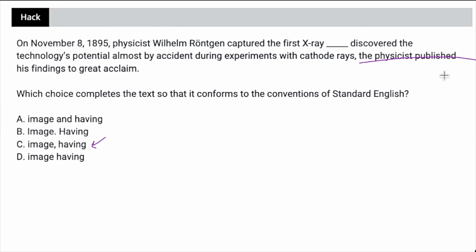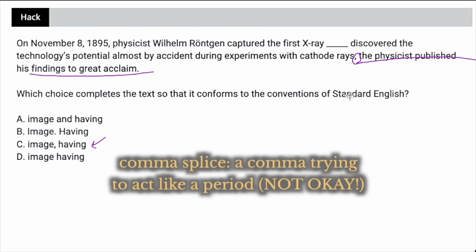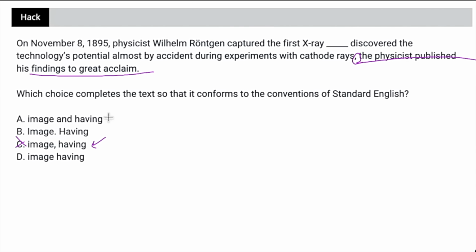The physicist published his findings to great acclaim. And now all of a sudden, this is a comma splice. A comma splice being a comma trying to act like a period or semicolon. So choice C does not work. That's why we have to read all the way to the end.